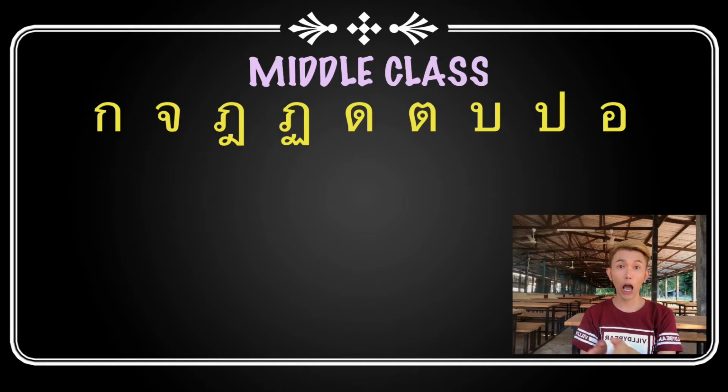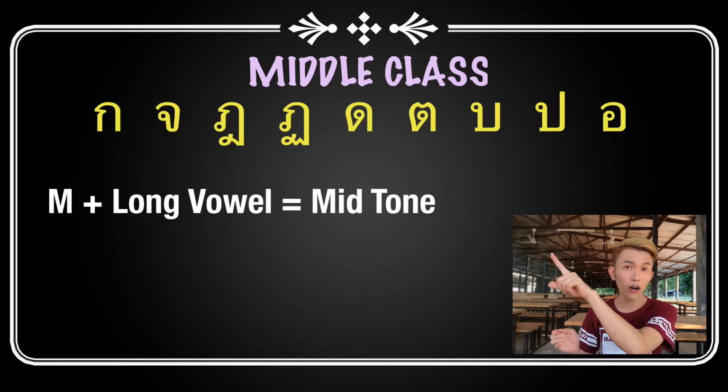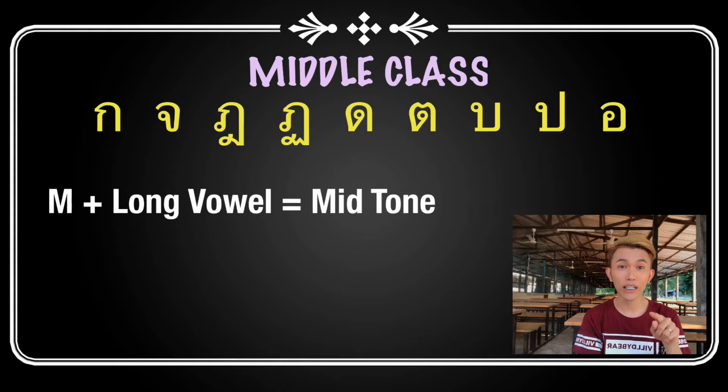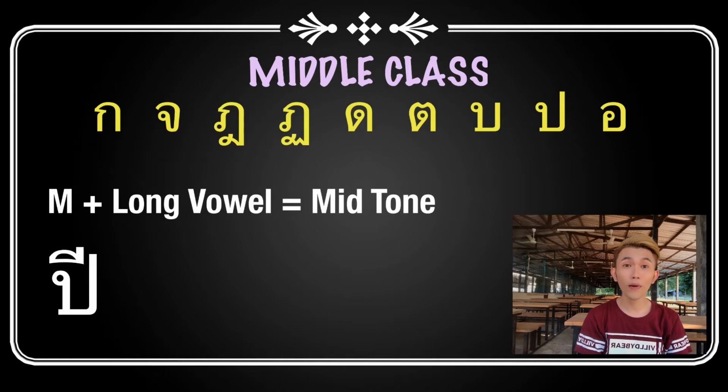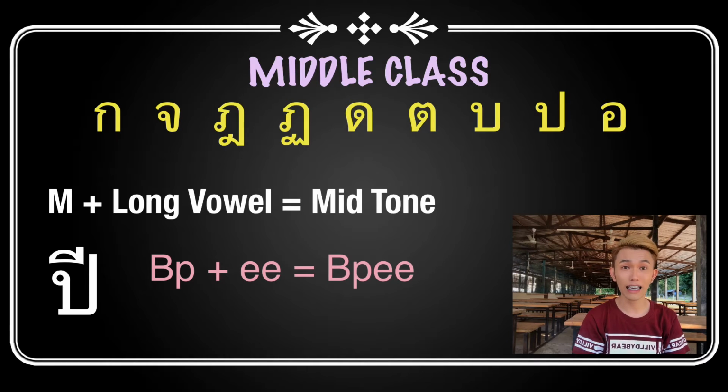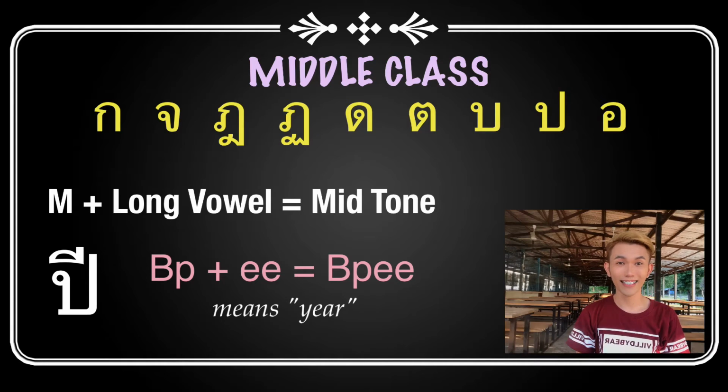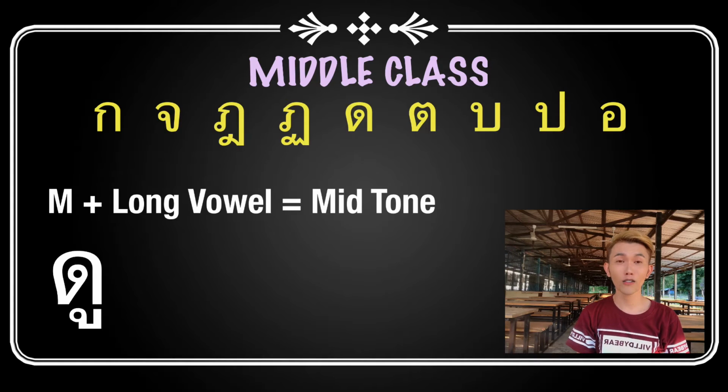The second rule for mid consonants: any of the mid consonants plus a long vowel equals mid tone. An example is bopla and sarai: pii, which means year in Thai. That's it.